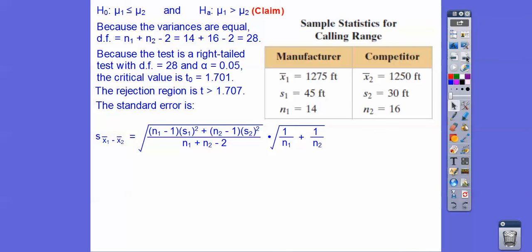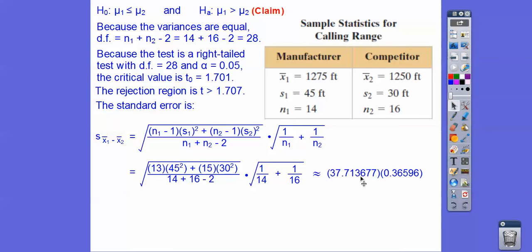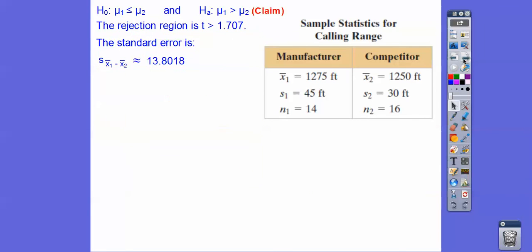Okay, so here's our formula. Here's our pooled standard deviation right there. This one's going to be 14 minus 1, which is 13, times 45 squared. This one's going to be 16 minus 1, which is 15, times 30 squared, and then 14 plus 16 minus 2, and square root all that, times 1 over 14 plus 1 over 16. There we go. If we crank those out, I did them separately and got this to be, remember, our denominator right here, 13.8018.